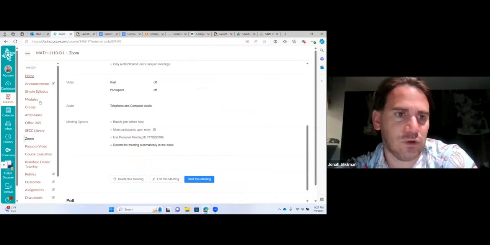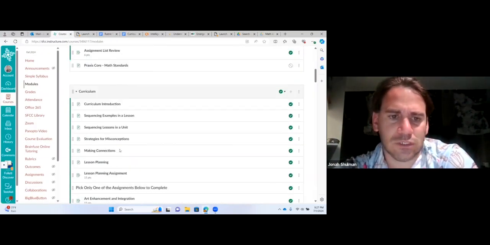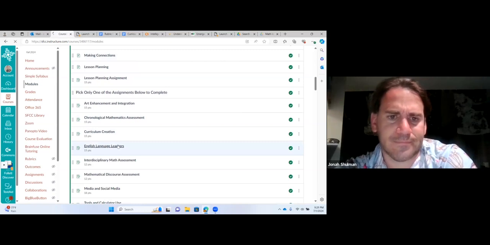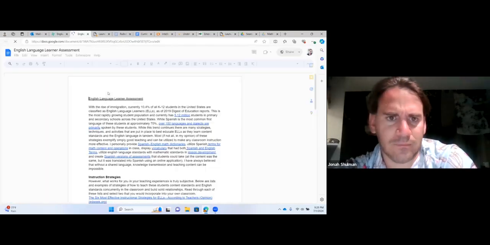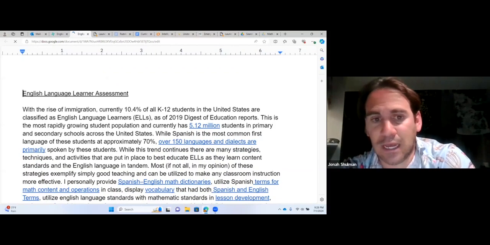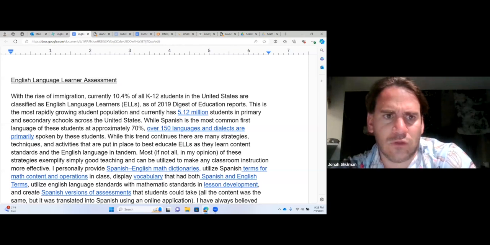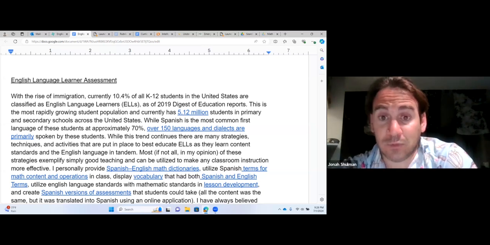So I'm going to share my screen and try to explain as much as I can about this. English language learners, and obviously this is all just in the Google Drive, and I'm sure it's changing. So these are the stats from when I made it. With the rise of immigration, currently 10.4% of all students K through 12 in the United States are classified as English language learners. That's a big percentage that's just going up.